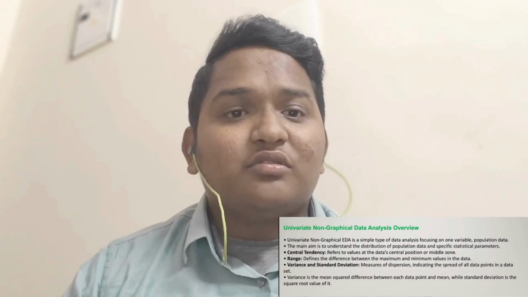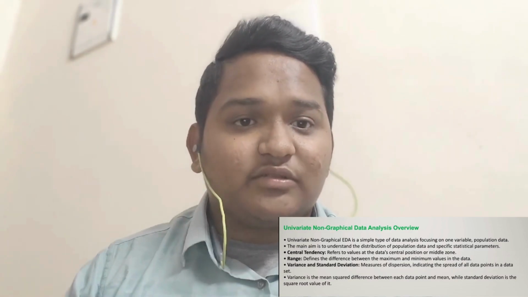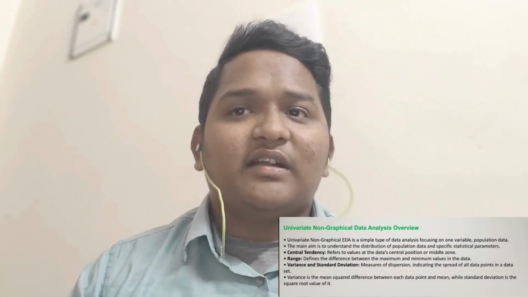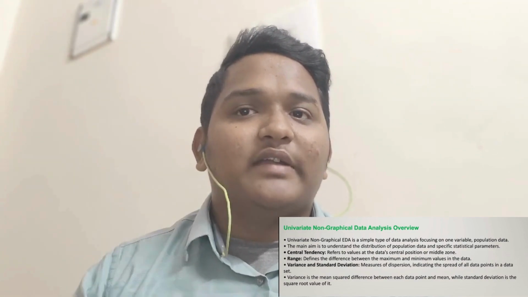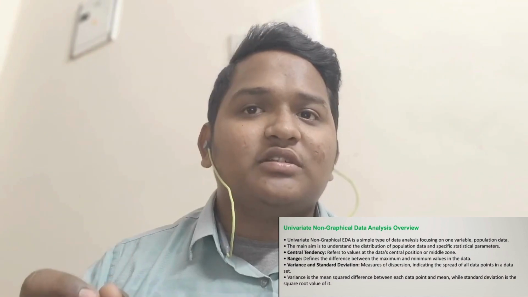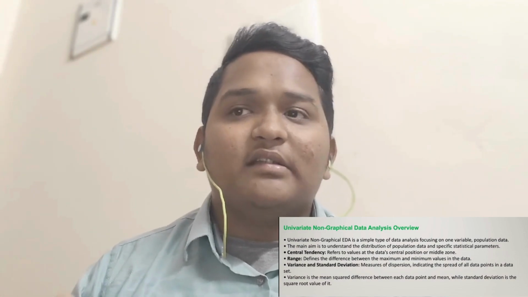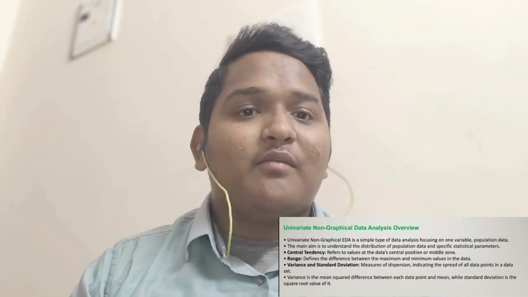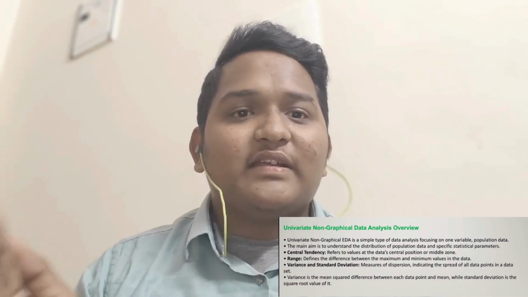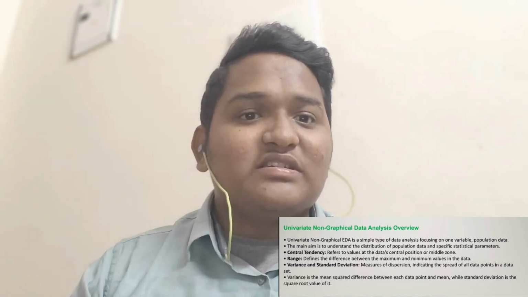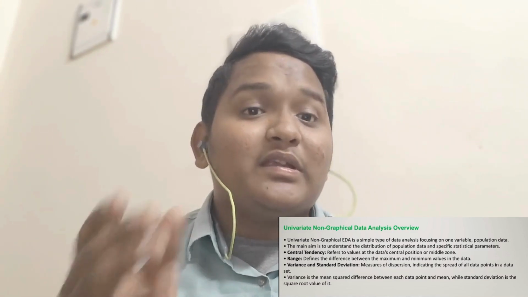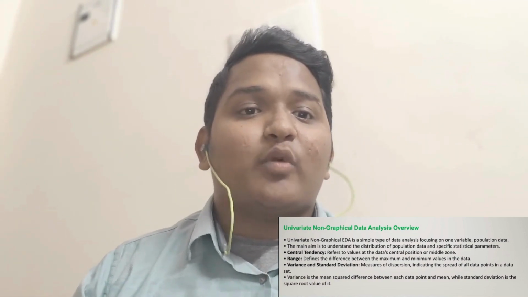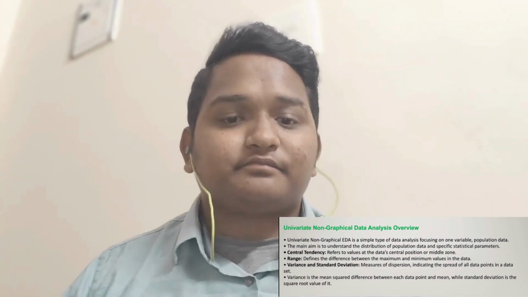In this, we have three. First one is central tendency, range, variance, and standard deviation. Central tendency refers to the values at the data's central position and middle zone. Range defines the difference between the maximum and minimum value in the data. Variance is the mean squared difference between each data point and the mean, while standard deviation is the square root of it.